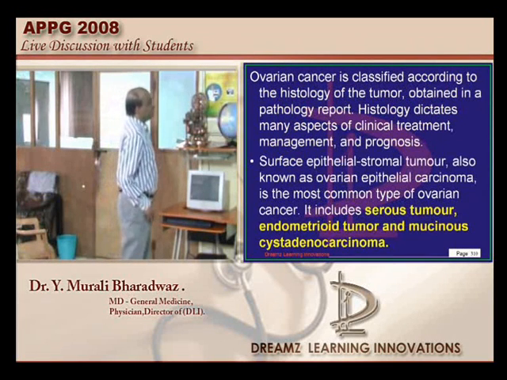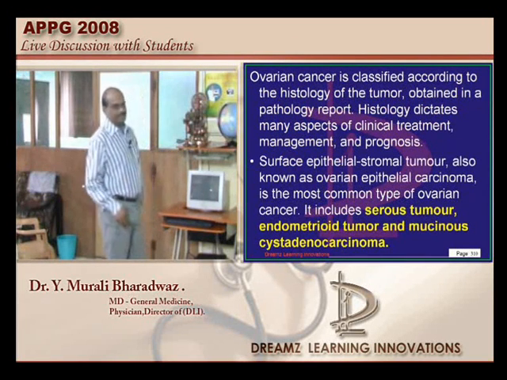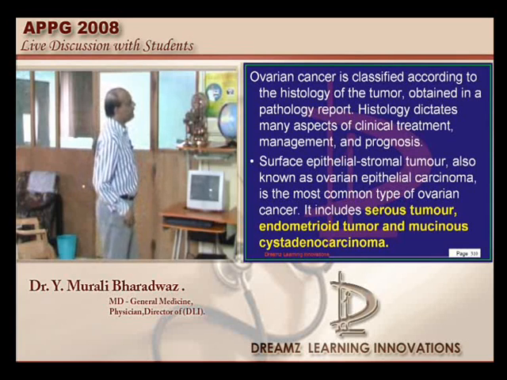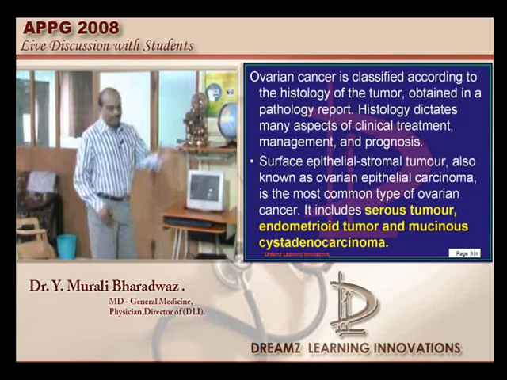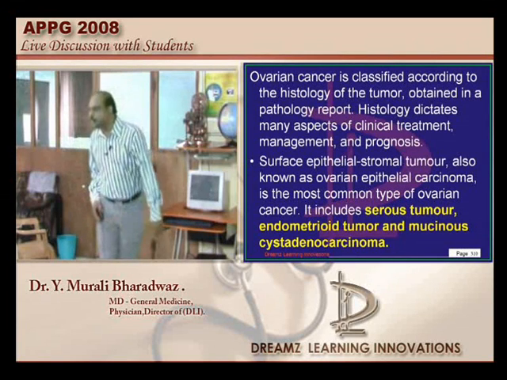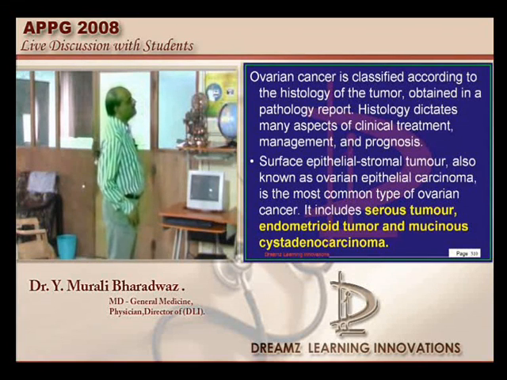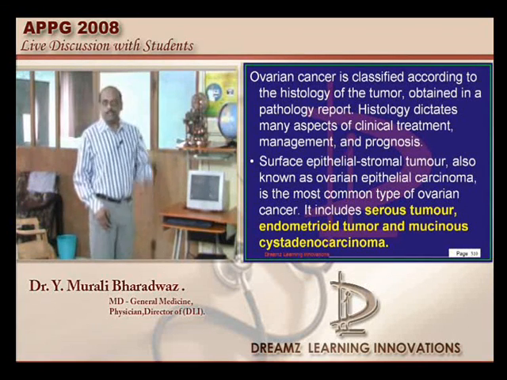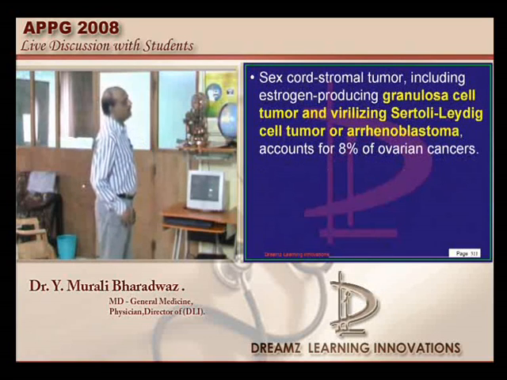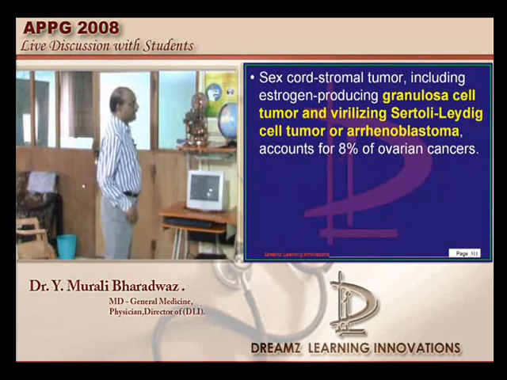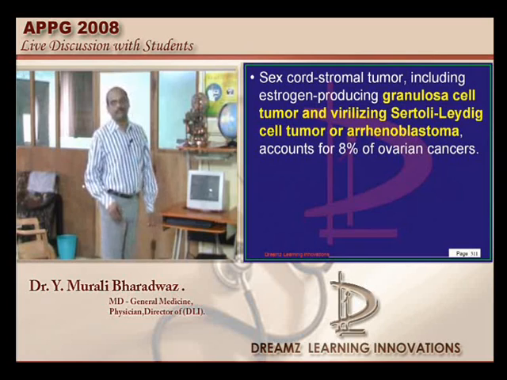Now, the surface epithelial stromal tumors, otherwise called ovarian epithelial carcinoma, what are the tumors placed under that group? You have the serous tumor, endometrioid tumor, mucinous cystadenocarcinoma. Which tumors are called sex-cord stromal tumors? Sertoli-Leydig cell tumors, androblastoma and granulosa cell tumors.